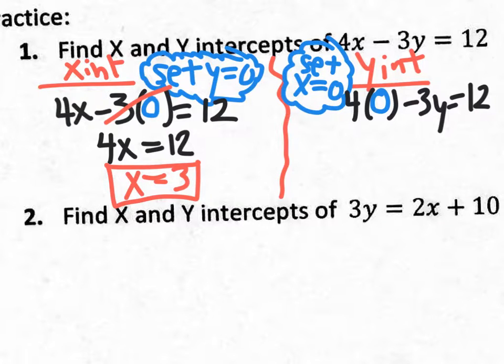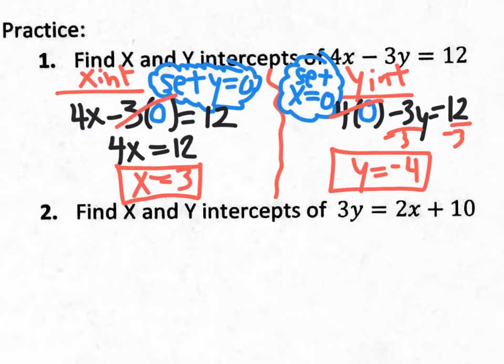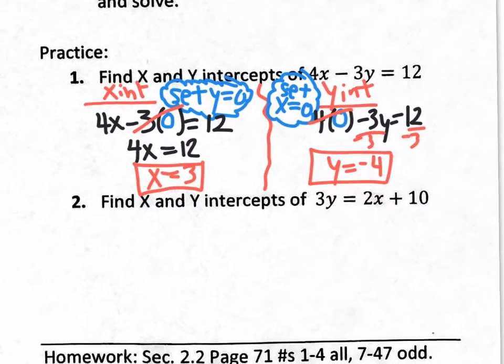And that's really easy to solve because 4 times 0 cancels out. It's 0. And now you really have the equation that reads negative 3y equals 12. How do you get rid of that negative 3? Divide by negative 3, divide by negative 3. So y equals negative 4. Now, ladies and gentlemen, what you just did was find the x and the y-intercept.